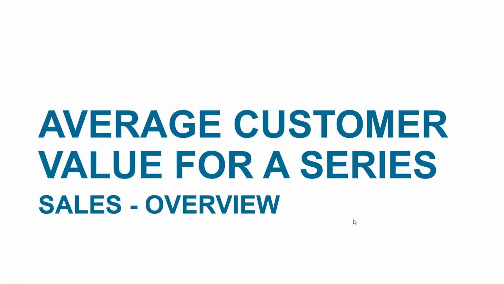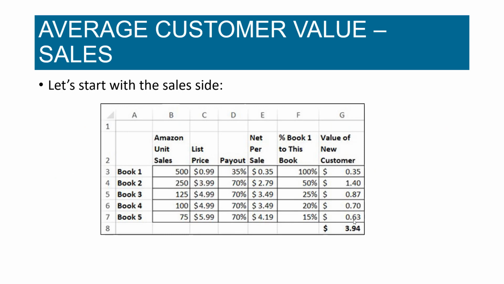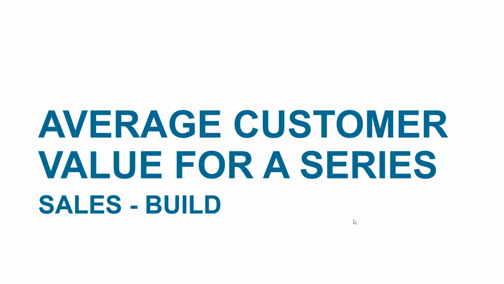In this video, we're going to look at how to calculate average customer value for a series just looking at your sales. So this is the left-hand side of what we just looked at, columns A through G. The PDF walks through what the columns are again, but we did that in the overview video. So now we're going to move on to the build.